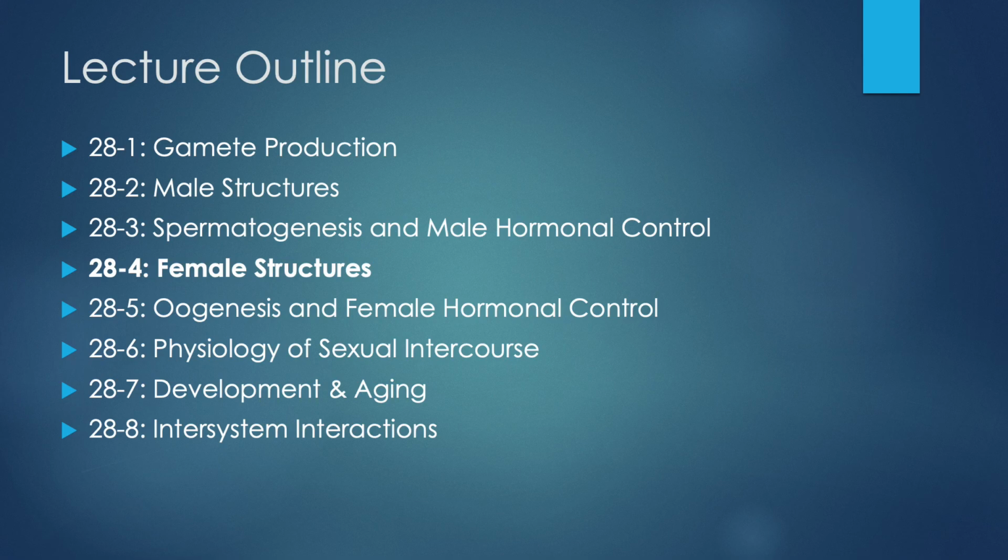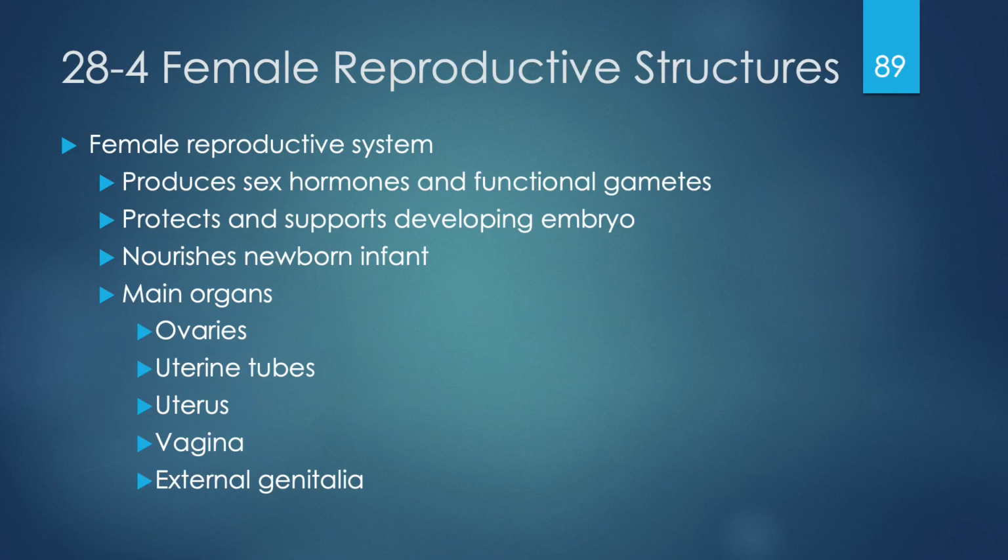Next, let's look at the female structures of the female reproductive system. The female reproductive system is responsible for producing sex hormones as well as gametes. And so the female reproductive system will function to protect and support the developing embryo while the embryo is in utero. It nourishes the newborn infant via lactation. And the main organs of the female reproductive system are the ovaries, where ova are produced, the uterine tubes, which is the passageway by which they're carried to the uterus, which is the primary housing for a developing embryo and fetus, the vagina, which is the space by which the embryo or fetus would pass at delivery, and the external genitalia.